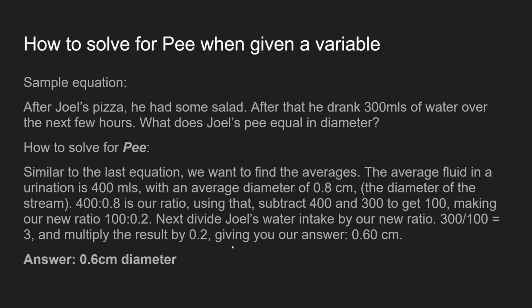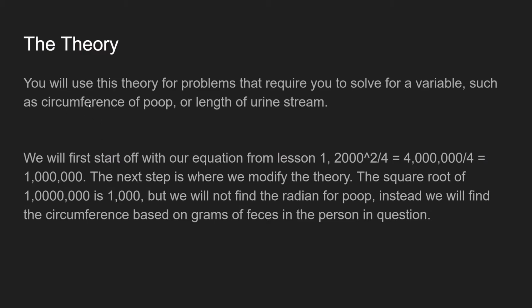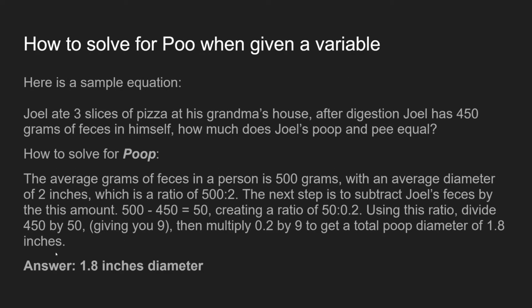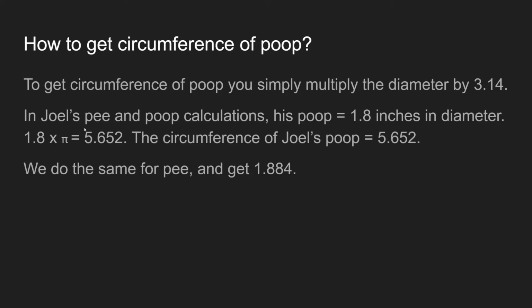That's our answer. Now you're probably wondering why I mentioned circumference in the first slide, all the way back here, and I'll get to that in the next one. It's really simple. All you have to do is multiply pi by the diameter, and you get the circumference. So we already have Joel's calculations. In his poop, he has 1.8 inches of diameter using this theory, and multiplying by pi gives you 5.652 if you put it into your calculators.